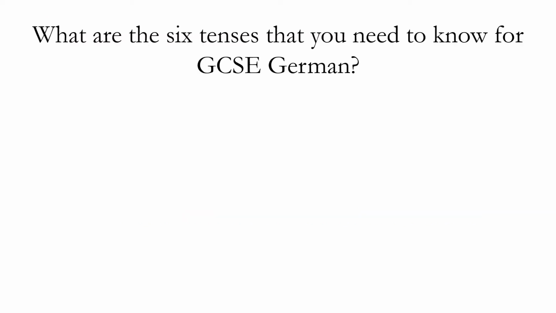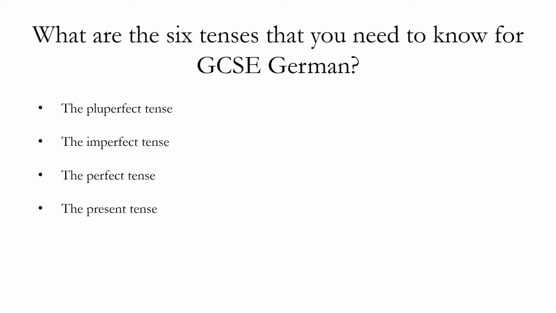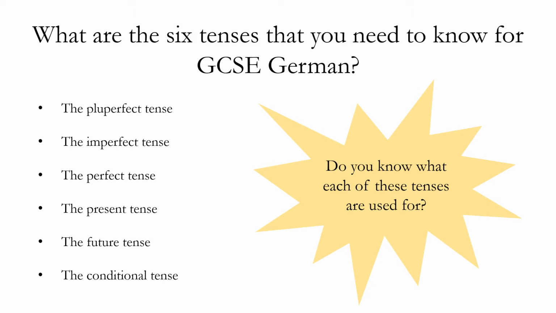So what are the 6 tenses that you need to know for GCSE German? I wonder if you can have a think to yourself and think about what might the 6 tenses be, what are they called? You may wish to pause the video now to have a quick think about it. Okay, so the 6 tenses are the pluperfect tense, the imperfect tense, the perfect tense, the present tense, the future tense and the conditional tense. Now I wonder if you know what each of these tenses are used for, and again you may wish to pause the video to have a quick think about that.